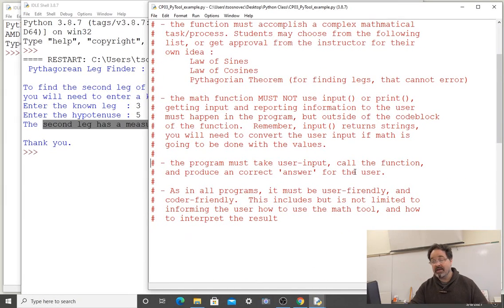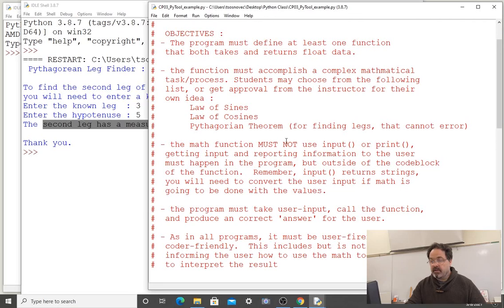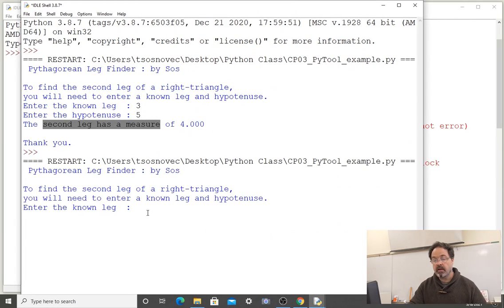Let's run the program again and check that my Pythagorean theorem for finding legs cannot error. And error in the sense of being given information by the user that would not be possible to produce another leg. In a right triangle, the hypotenuse has to be the longest side of that triangle. The hypotenuse is opposite the largest angle, so it has to be the longest side.